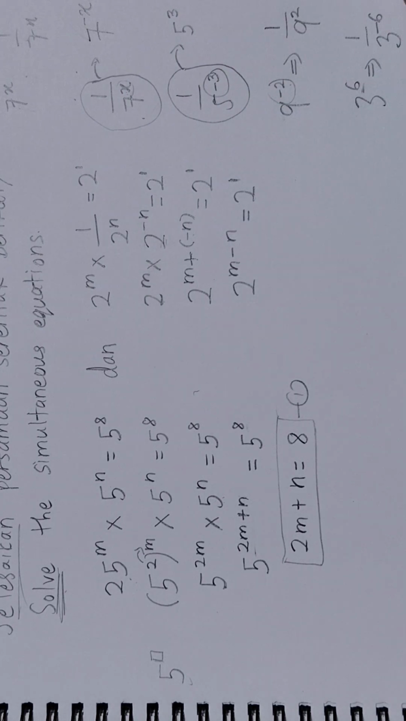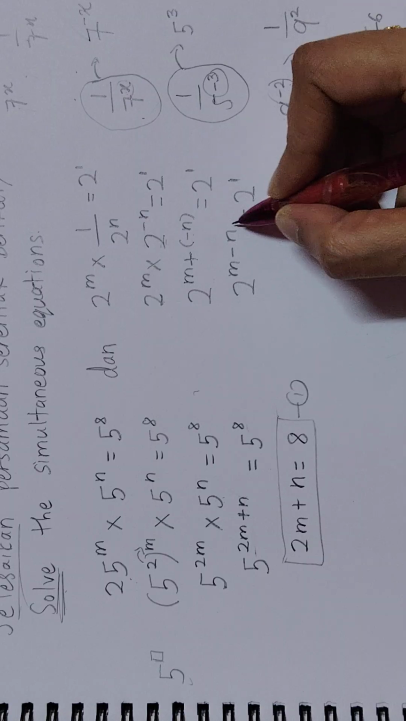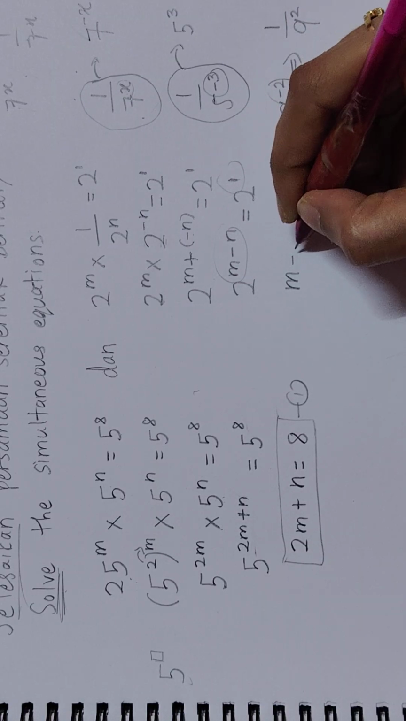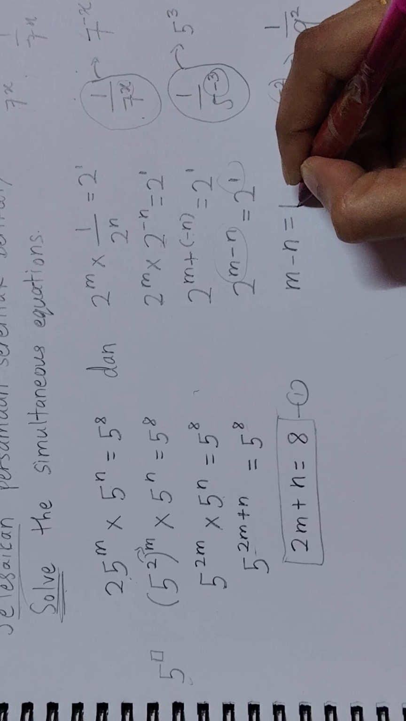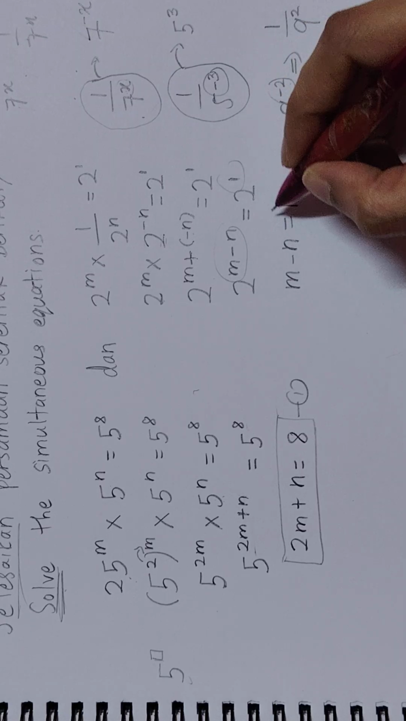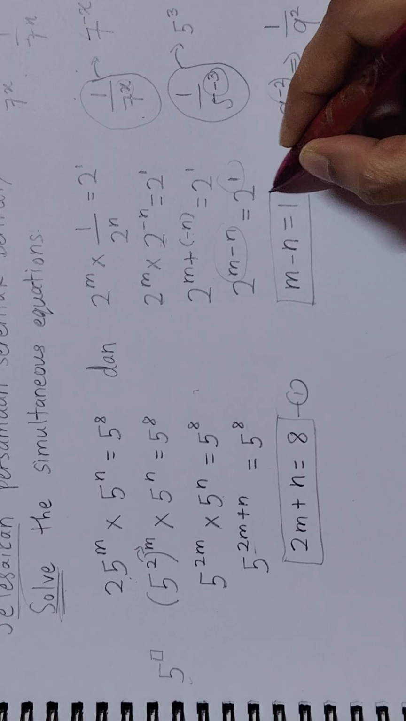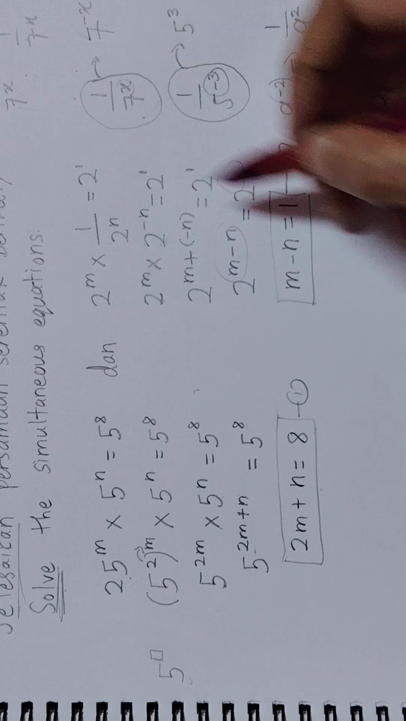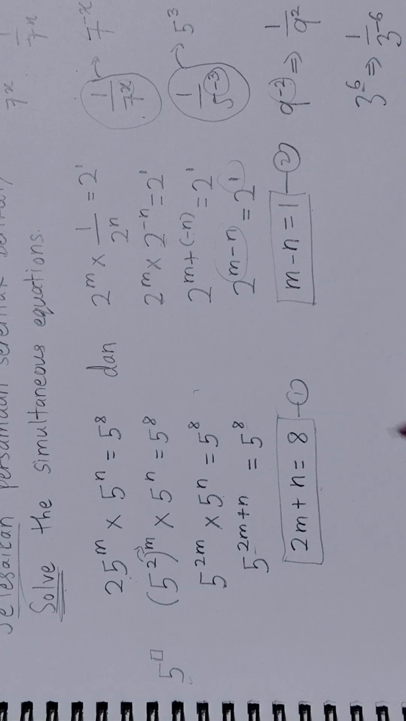Okay, now what's your next step? Same base, you can take out the power. M minus n equals 1. Okay, so this is our second equation. Persamaan kedua. 1, 2. From this one we get this. From this one we get this.